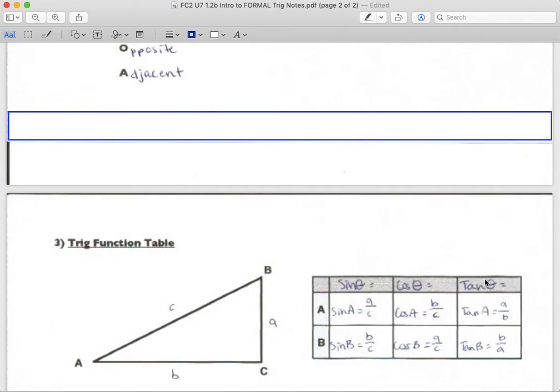Finally, we've got the tangent of theta. Tangent of A, moving at A again. Tangent is going to be opposite over adjacent, toa, SOHCAHTOA. So opposite over adjacent, so A over B. A is opposite, B is adjacent. The tangent of B, if I switch my angle to be over here, so theta is over here, opposite over adjacent. So katoa. Opposite is B, adjacent is A. So B over A. Now, this is just our lesson for today.